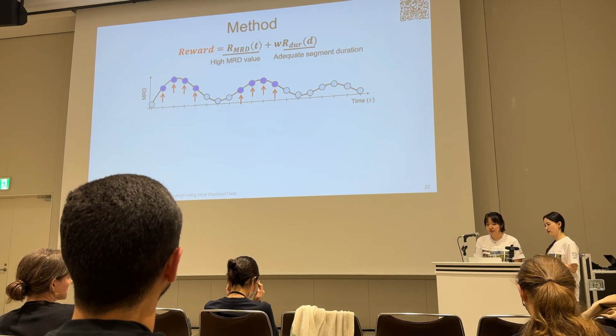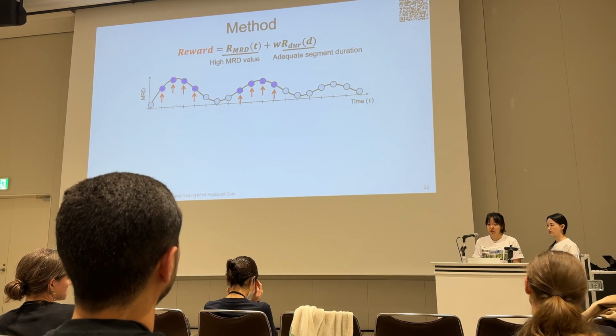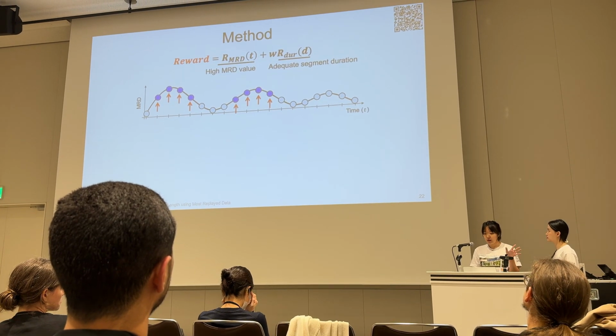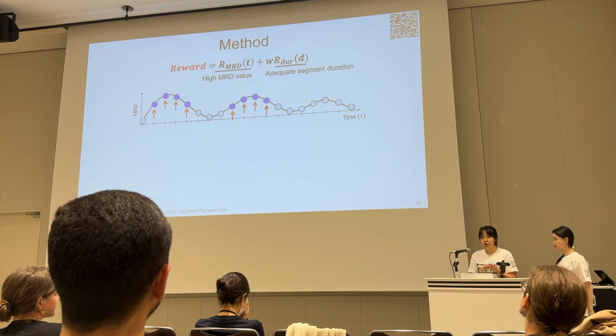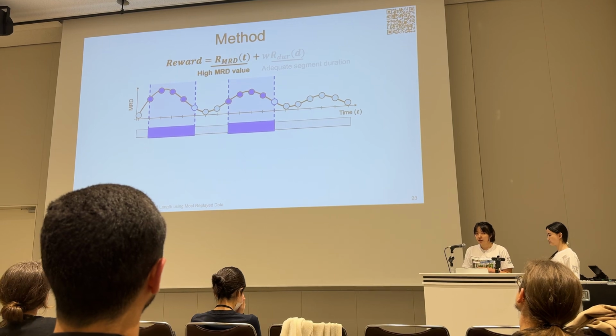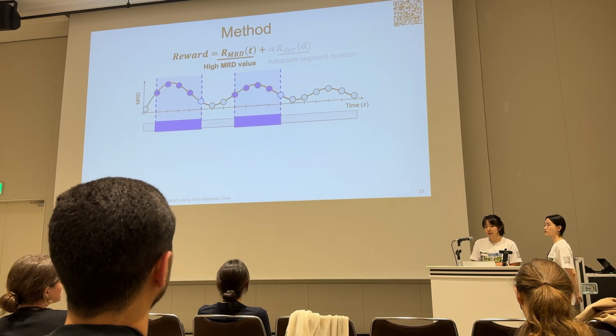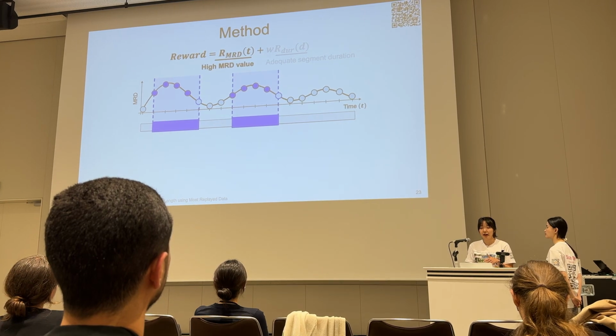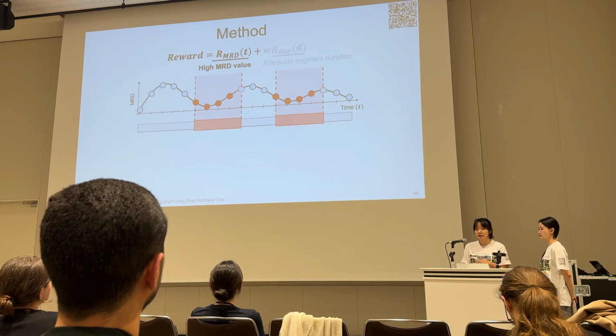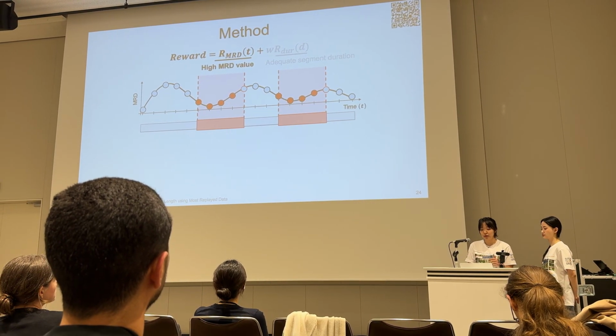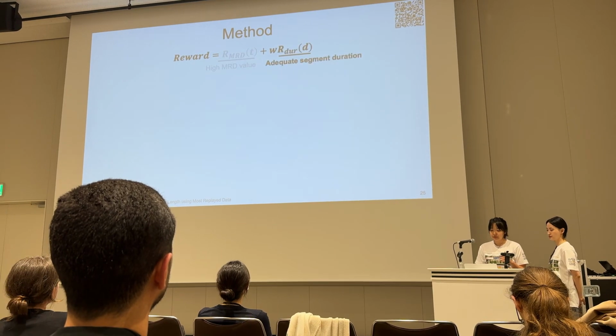Each selected timestamp is assigned a reward according to the reward function, which considers two factors, MRD and duration. First, high MRD values yield a high MRD reward. For example, selecting timestamps from high MRD areas yields a high total reward, whereas selecting from the low MRD areas will yield a low total reward.